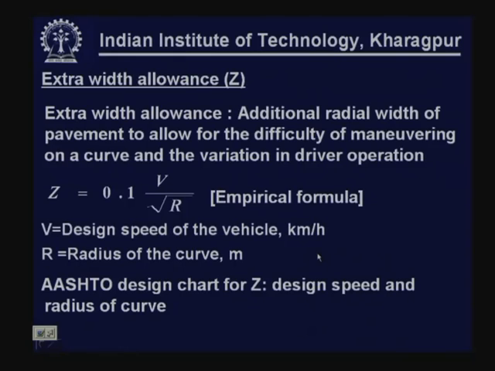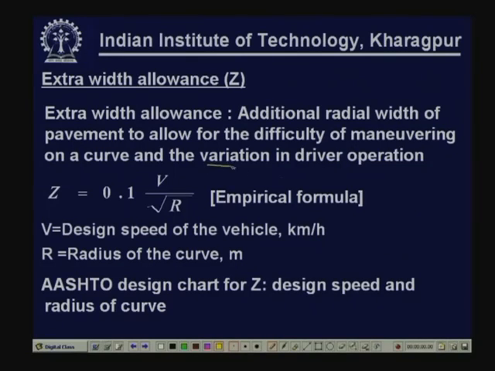Now, the last component probably, that is the extra width allowance. It is again nothing but considering the psychological or behavioral aspects. This is the additional radial width of pavement to allow for the difficulty of maneuvering on a curve and the variation in driver operation. So, driver behavior and the variation in driver behavior is also considered, and the difficulty of maneuvering on a curve is recognized. But here again an empirical formula is given.